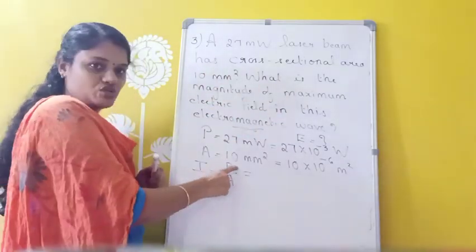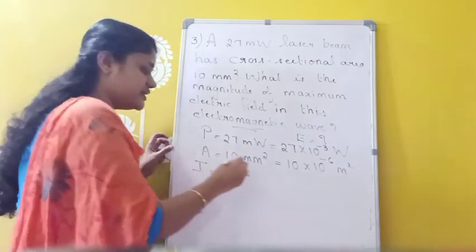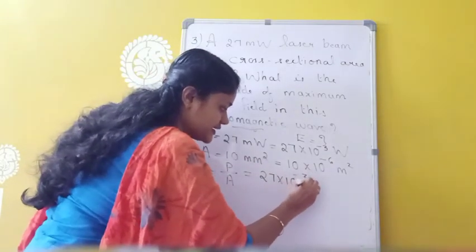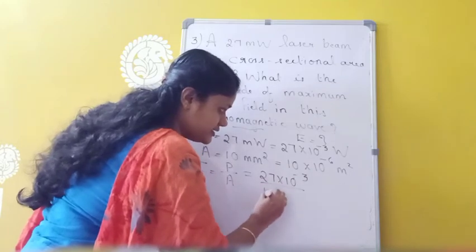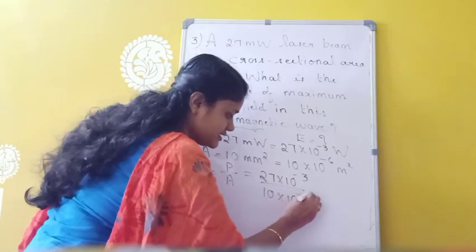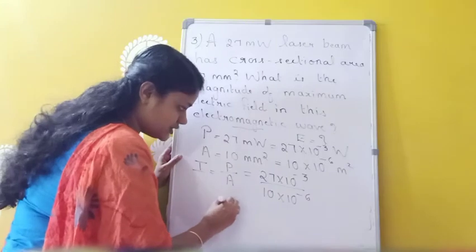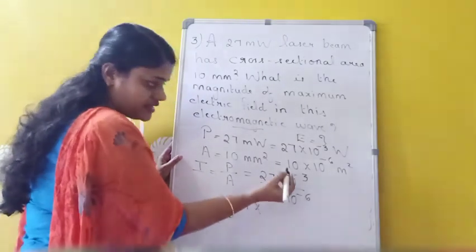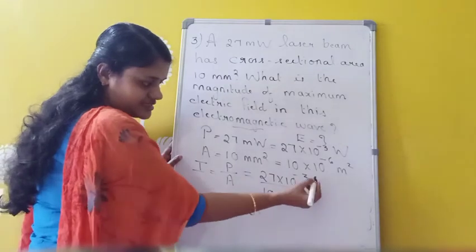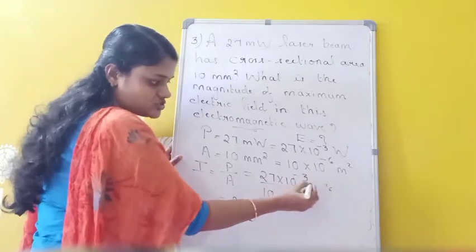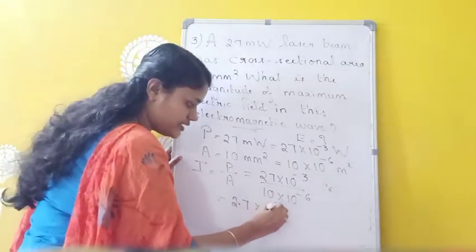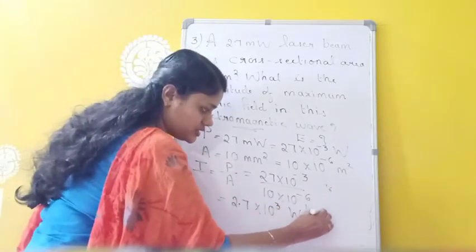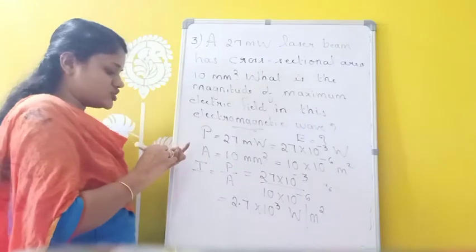So intensity, how will you find out? Power divided by area, that means 27 into 10 raised to minus 3 divided by 10 into 10 raised to minus 6. That is equivalent to 27 by 10, I am taking 2.7 into 10 raised to minus 3. The minus 6 here comes as plus 6, so it becomes 10 raised to 3. The unit is watt per meter square. So this is the intensity of the electromagnetic wave.